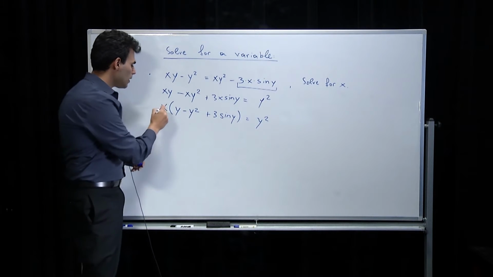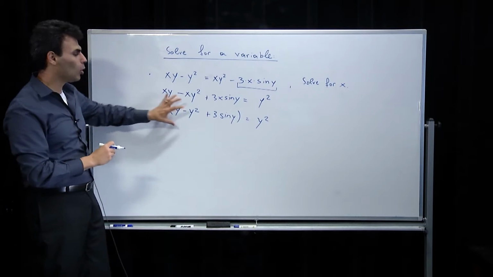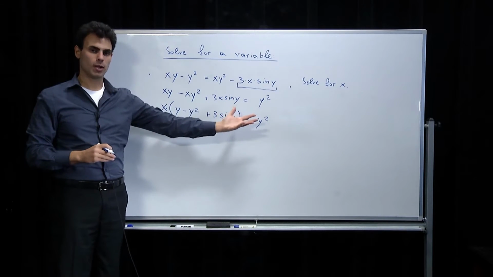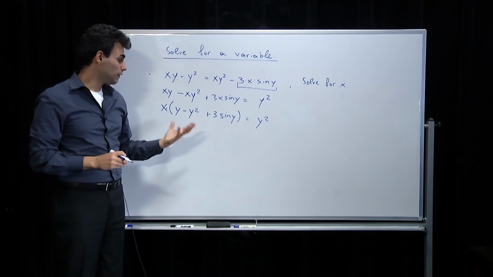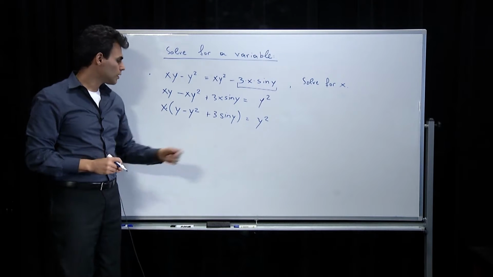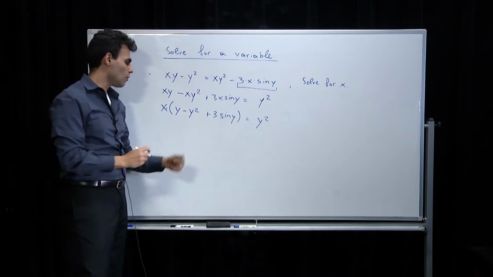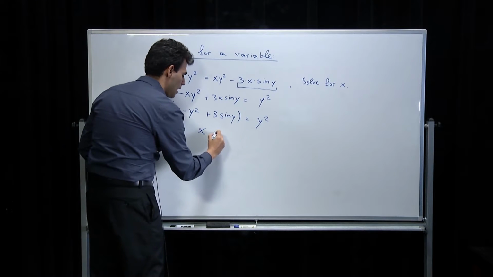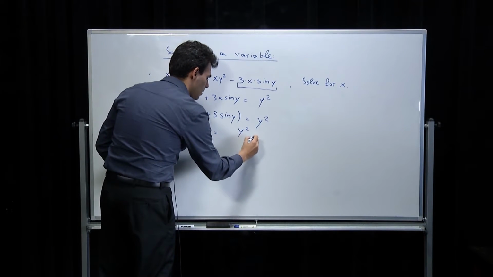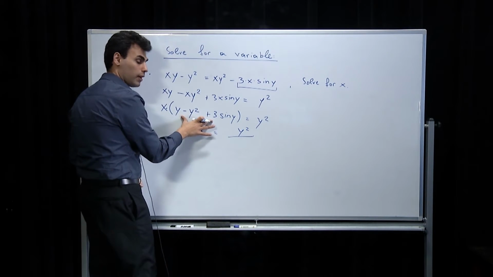All right, now we treat it as if there is x multiplied with something equals y squared. If we want to isolate x, we have to divide with this whole something, right? So divide both sides with this, or it's cleaner if you just write it x equals y squared divided by this whole thing.